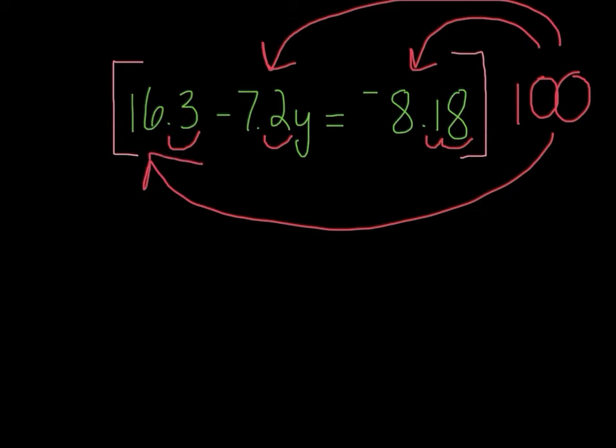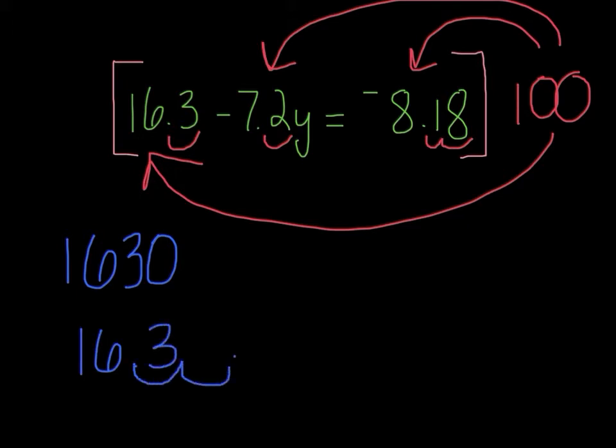I need to pick a new color to write in. How about blue? So 16.3 right here times 100 will become 1,630. Another way to think of it is that I simply moved my decimal point 2 spaces to the right. I started with 16.3 and I moved my decimal point 2 spots, and then I filled in the 0 like that to get 1,630.